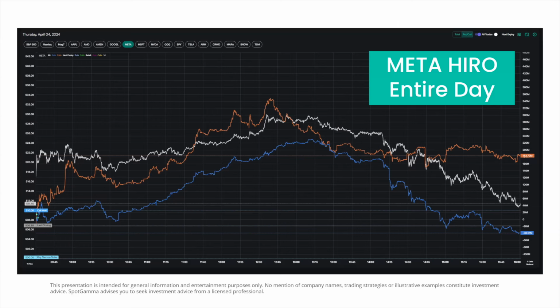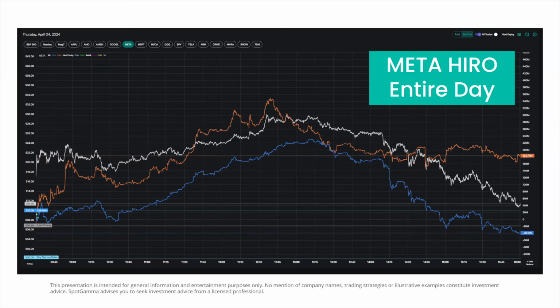The hedging flow for the entire day is shown on the HIRO chart, and the price action is shown on the Bookmap chart. When traders stopped buying calls and selling calls at around 12:40 p.m. Eastern Time, Meta consolidated between 528 and 530. Meta began to move lower when traders started buying puts around 1:15 p.m. Eastern Time. This was a great time to enter a short position.